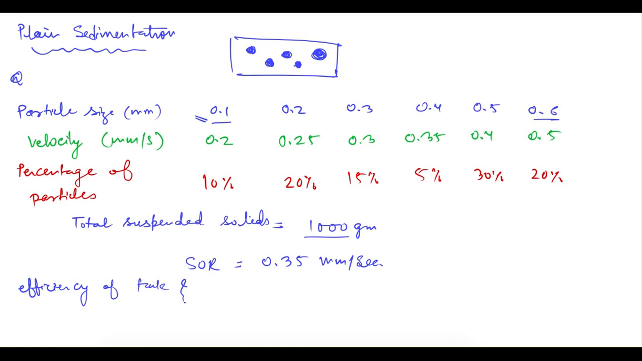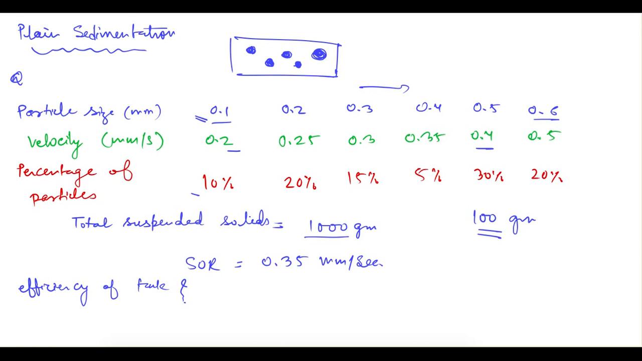Now depending upon the particle size, the velocity will also be different. For the smaller particle size, velocity is smaller, and for the larger particle size, velocity will be larger, because it is the velocity of settlement. Apart from that, the percentage of particles is also given to us. That is, in this 1000 gram, 10% of the particles have particle size of 0.1 mm. So it means that 10% of this 1000 gram will be 100 grams. So 100 grams of particles have particle size of 0.1 mm.